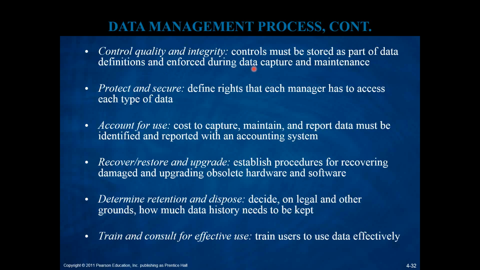Controlling quality and integrity is an important aspect of data management, protecting and securing it to make sure there's no unauthorized access, to make sure the data is not leaked. Account for use, here we're talking about this economic perspective because data is not free. You always need to keep track of how much it costs to capture, maintain, and report data. You also need to bill appropriate departments for the usage of data. So basically, it means data needs to be properly accounted for from that accounting/economic standpoint. Recover, restore, and upgrade. You need to establish procedures for recovering damaged data. Upgrade obsolete hardware and database technologies to make sure that data is properly stored and it's not lost.